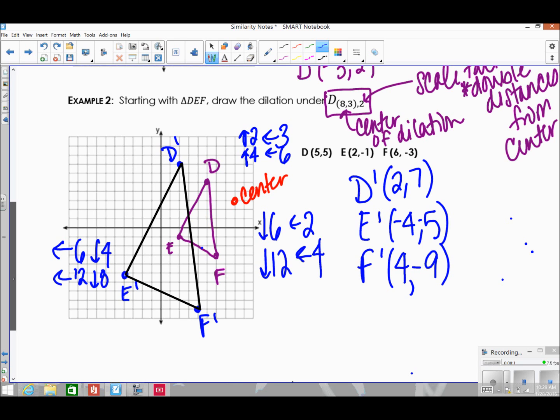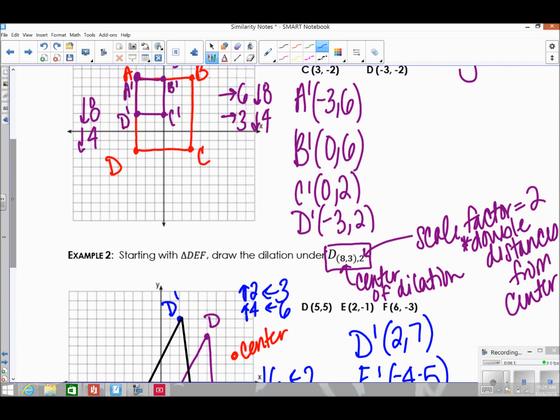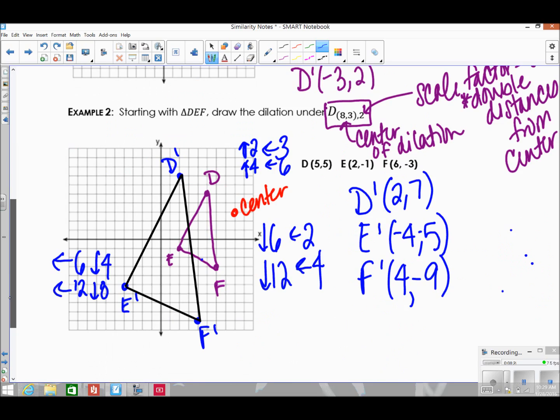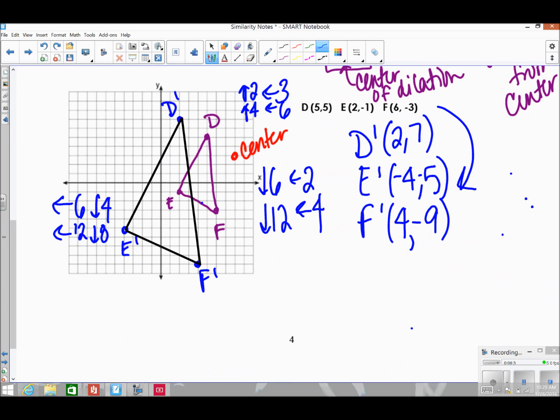So when you compare examples 1 and 2, you should see that there's no pattern from these coordinates to the primes. So there's no specific rule that you're multiplying by. You definitely didn't divide by 2 or multiply by 1/2 in this case, because it's not centered at the origin. Again, if you compare these coordinates, you can see that I didn't multiply by 2 to get from 5, 5 to 2, 7. So the rule doesn't work if it's not centered at the origin.